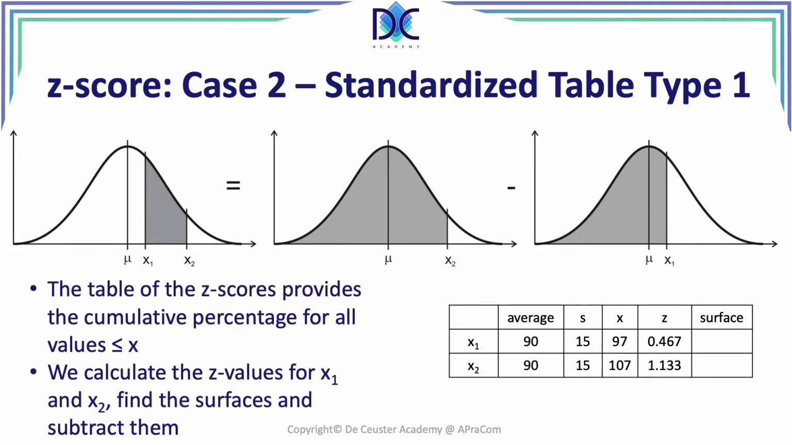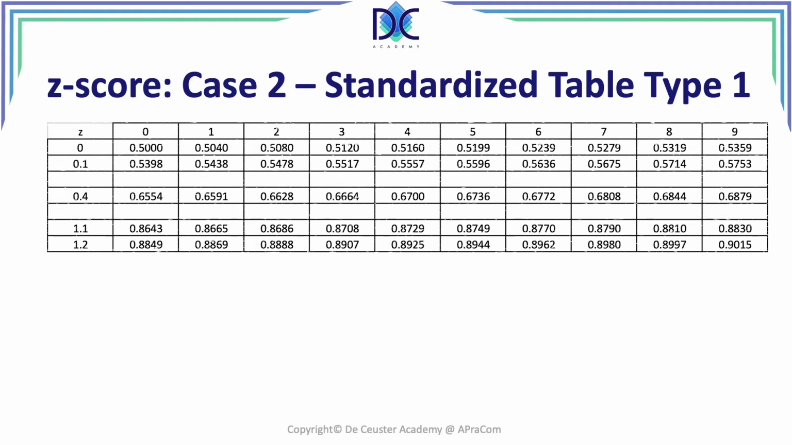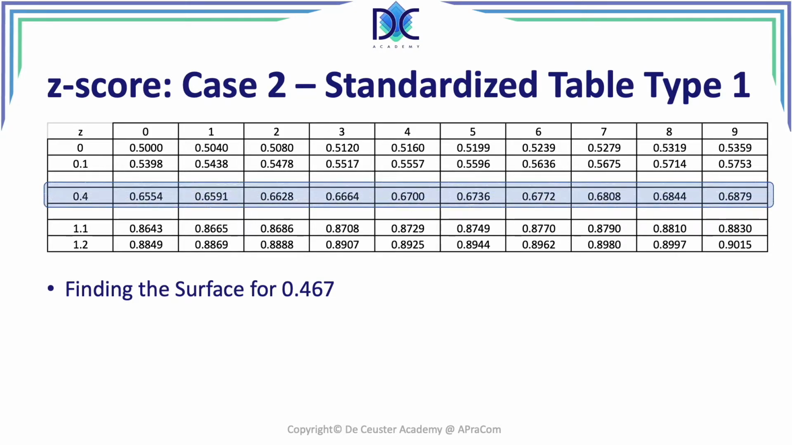I limited the z value to three numbers because here we have, in fact, a number which is between categories. We don't have it in the table, and what I'm going to introduce to you here is basically how to do the interpolation. First value, we have the standardized type. We want to find the surface for 0.467. We first find the row of 0.4. The value 0.467 is between 0.46 and 0.47, and we select those two columns.